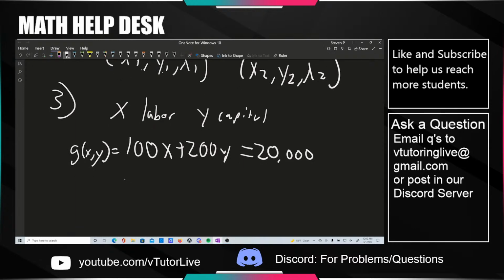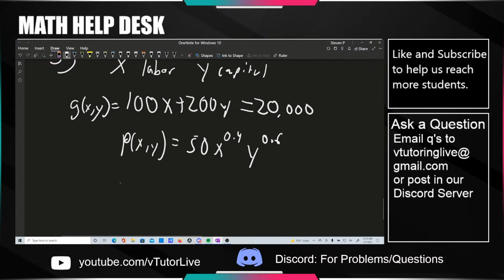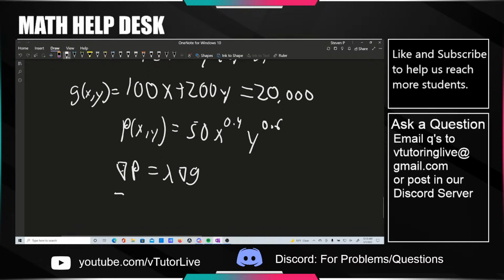Where was I? Well, f is basically just whatever that equation was given. I guess they're calling it p instead of f. It is equal to 50 x to the 0.4, y to the 0.6. And it's basically routine at this point. You just take the gradient of p is equal to lambda times the gradient of g.